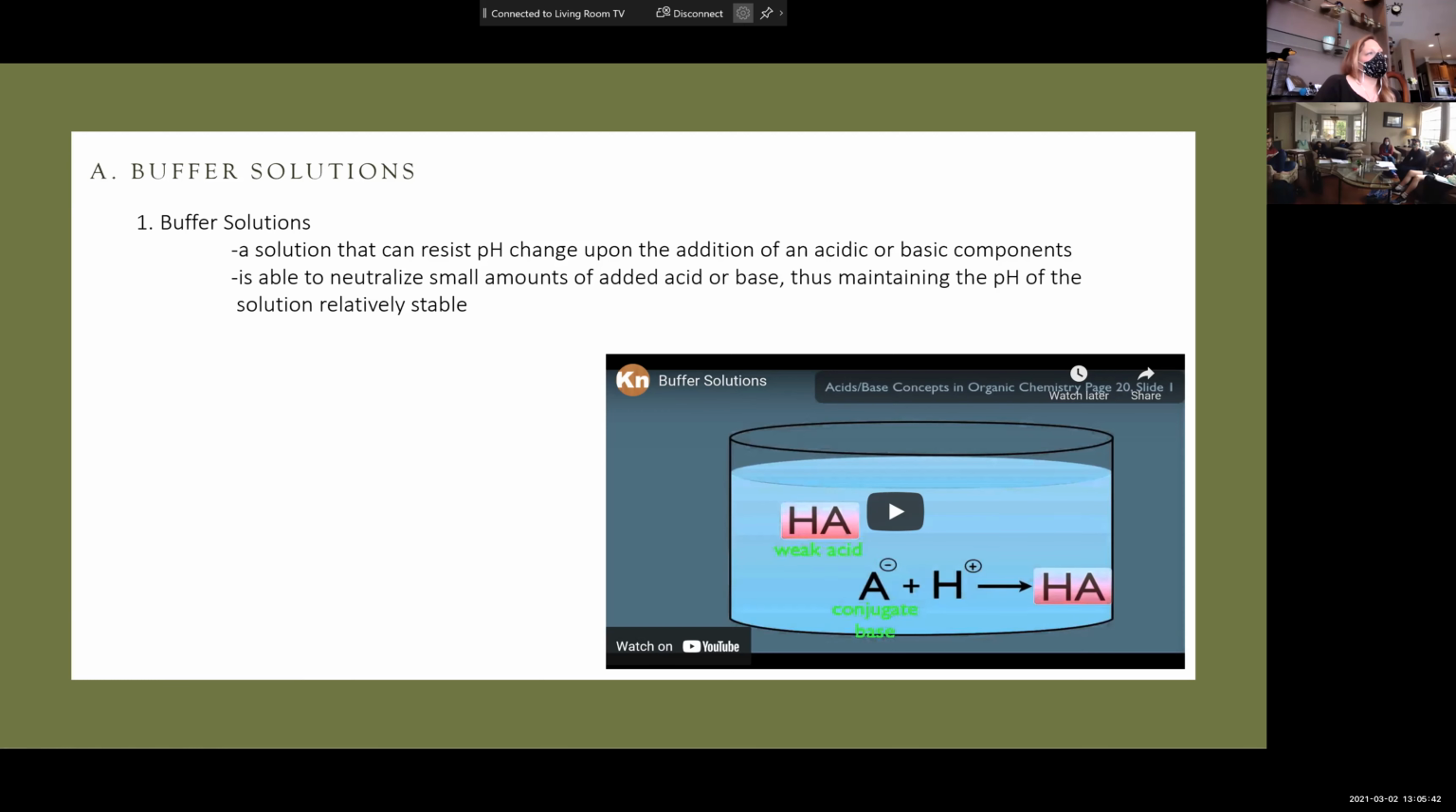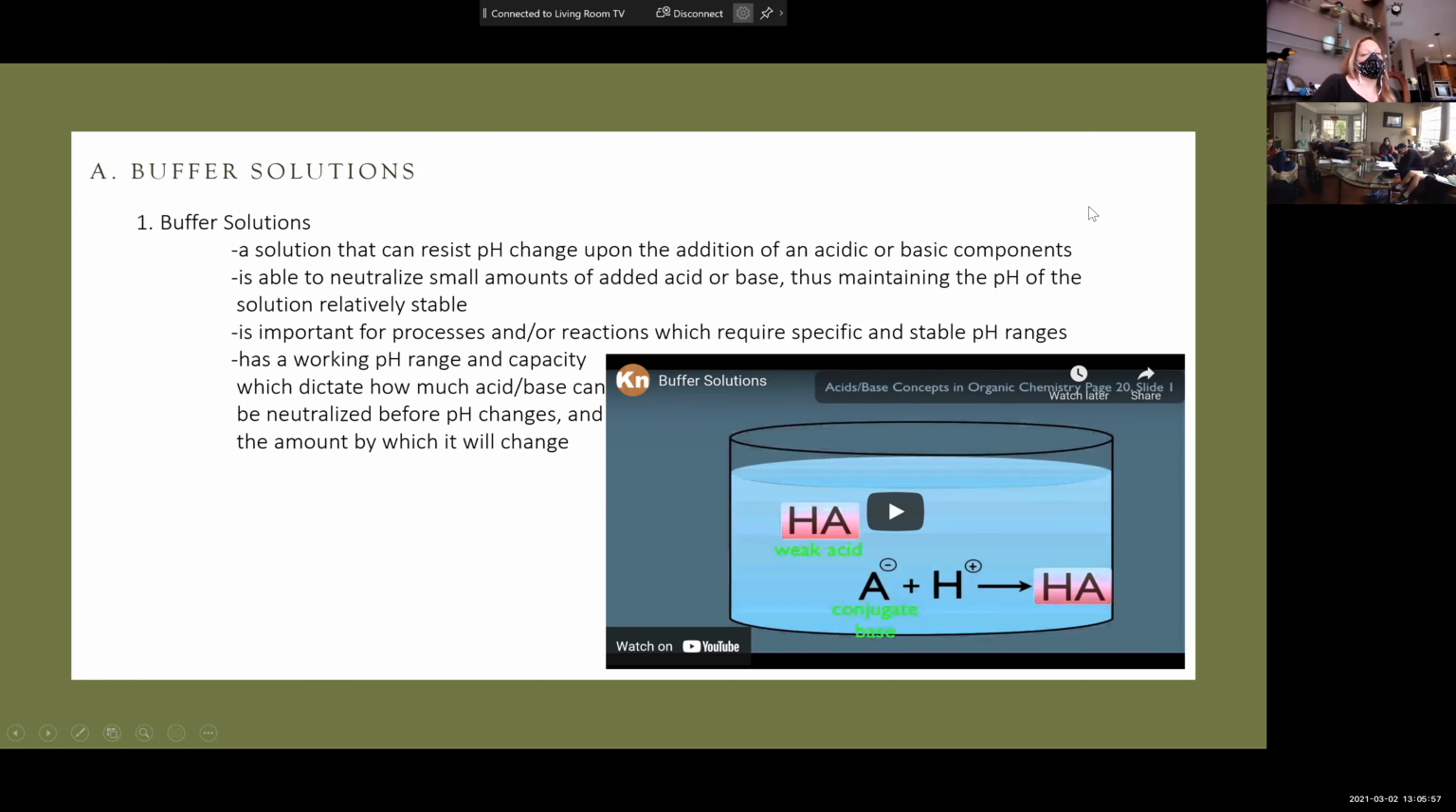And it's able to neutralize small amounts of acid or base. So it maintains a pH in a relatively stable situation. And it's important for processes or reactions that require specific and stable pH ranges. It has a working pH range and capacity, which dictate how much acid and base can be neutralized before the pH changes and the amount by which it will change.